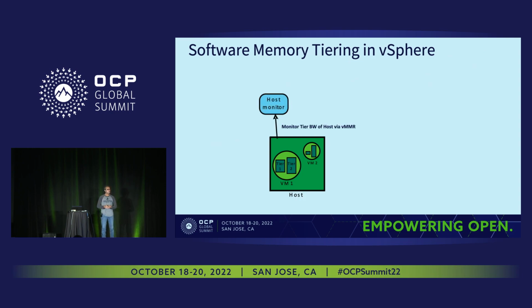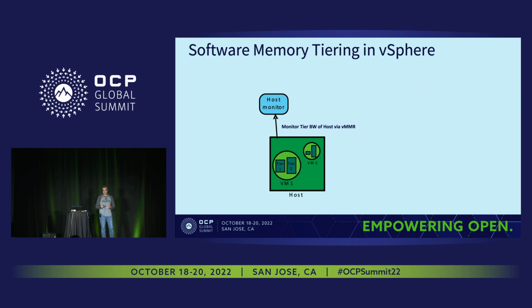The first step in transparent memory tiering is monitoring the bandwidth of the host. We have worked with Intel on this new technology, which is called VMMR. It stands for vSphere Memory Monitoring and Remediation. Through this work, we rely on some of the performance monitoring counters, and we monitor bandwidth of the tier, latency of the tier, and for Optane persistent memory also cache misses.